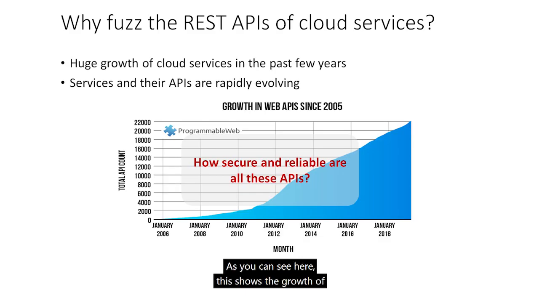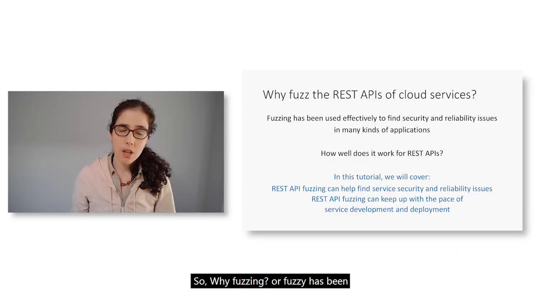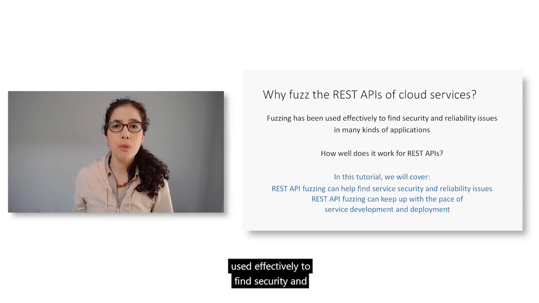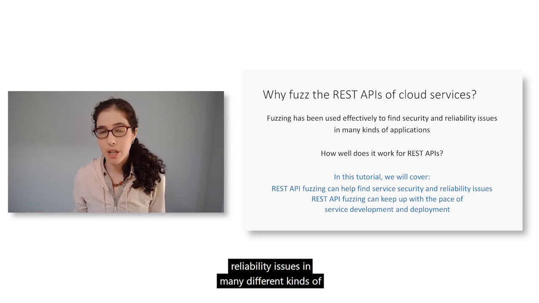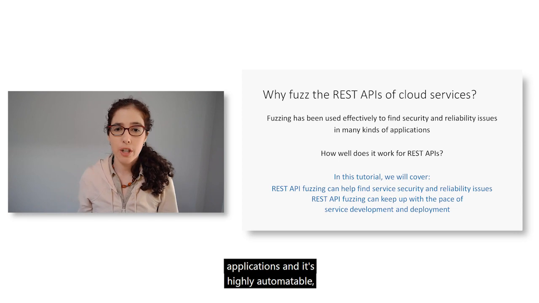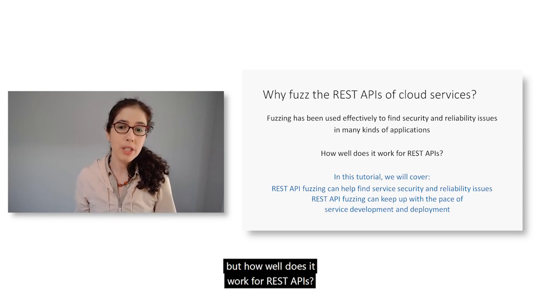So as you can see here, this shows the growth of just the public APIs being tracked in the past few years. And the question we ask ourselves as researchers, developers, and security engineers is, how secure and reliable are all these APIs? So to answer that question, we really need automation to support the scale at which all of these things are growing. So why fuzzing? Well, fuzzing has been used effectively to find security and reliability issues in many different kinds of applications, and it's highly automatable. But how well does it work for REST APIs?